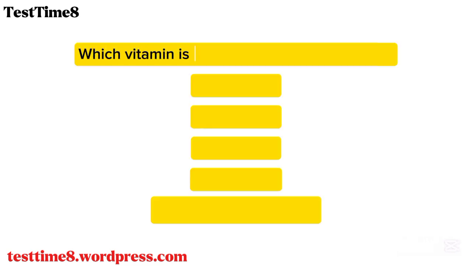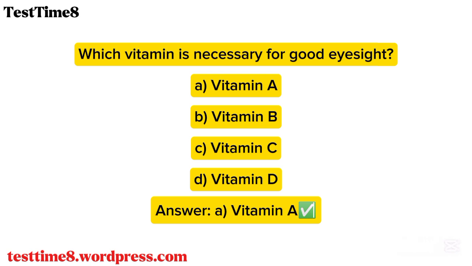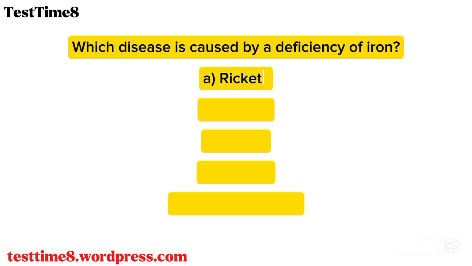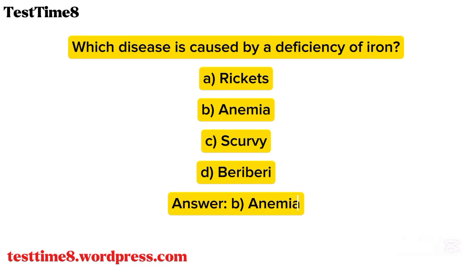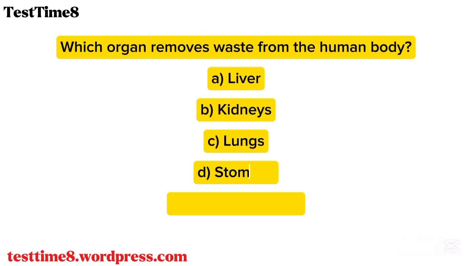Which vitamin is necessary for good eyesight? A. Vitamin A, B. Vitamin B, C. Vitamin C, D. Vitamin D. Answer: A. Vitamin A. Which disease is caused by a deficiency of iron? A. Rickets, B. Anemia, C. Scurvy, D. Beriberi. Answer: B. Anemia. Which organ removes waste from the human body? A. Liver, B. Kidneys, C. Lungs, D. Stomach. Answer: B. Kidneys.